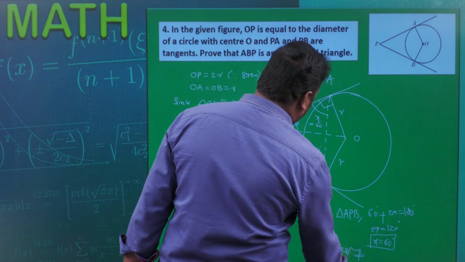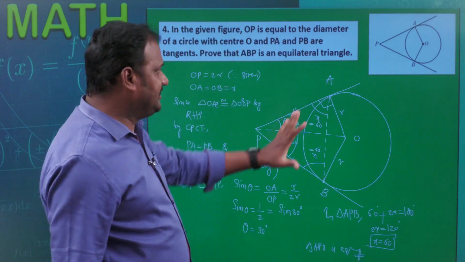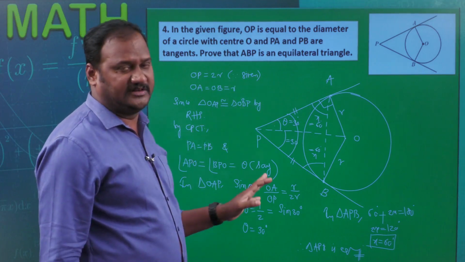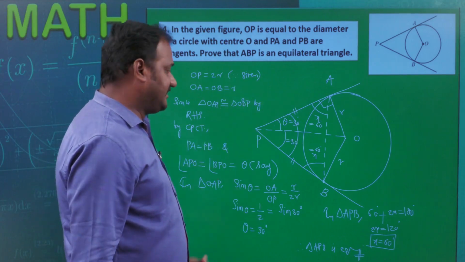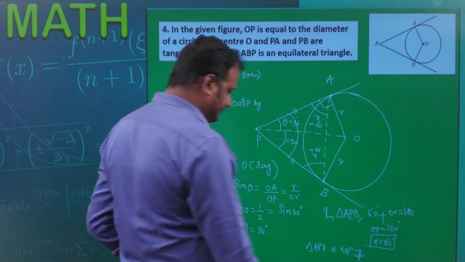So this way we can answer the problem. This is one of the most important problems. So please do remember how to solve this problem and how to prove that this triangle APB is equilateral with the help of the information given.